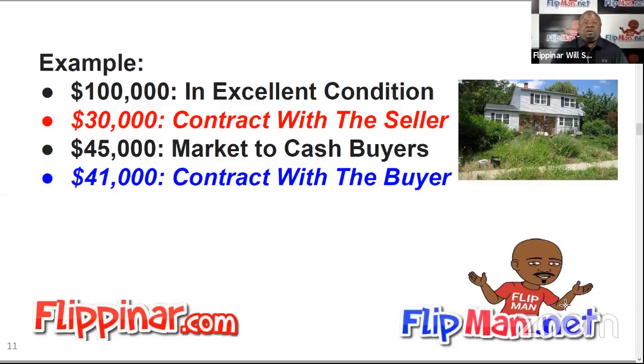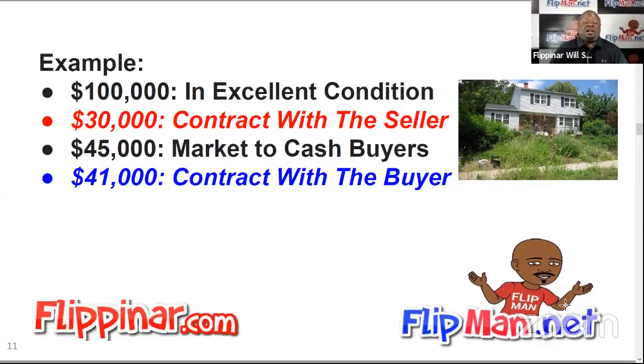Simply what it means is what the house will appraise for in excellent condition after it's fixed up, after the repairs are done. For whatever reason, you can get a house under contract for $30,000 with the seller. It may be relocation. It may need repairs. It may be they're tired of being a landlord. It can be any number of things, but they're motivated to sell at a significant discount.